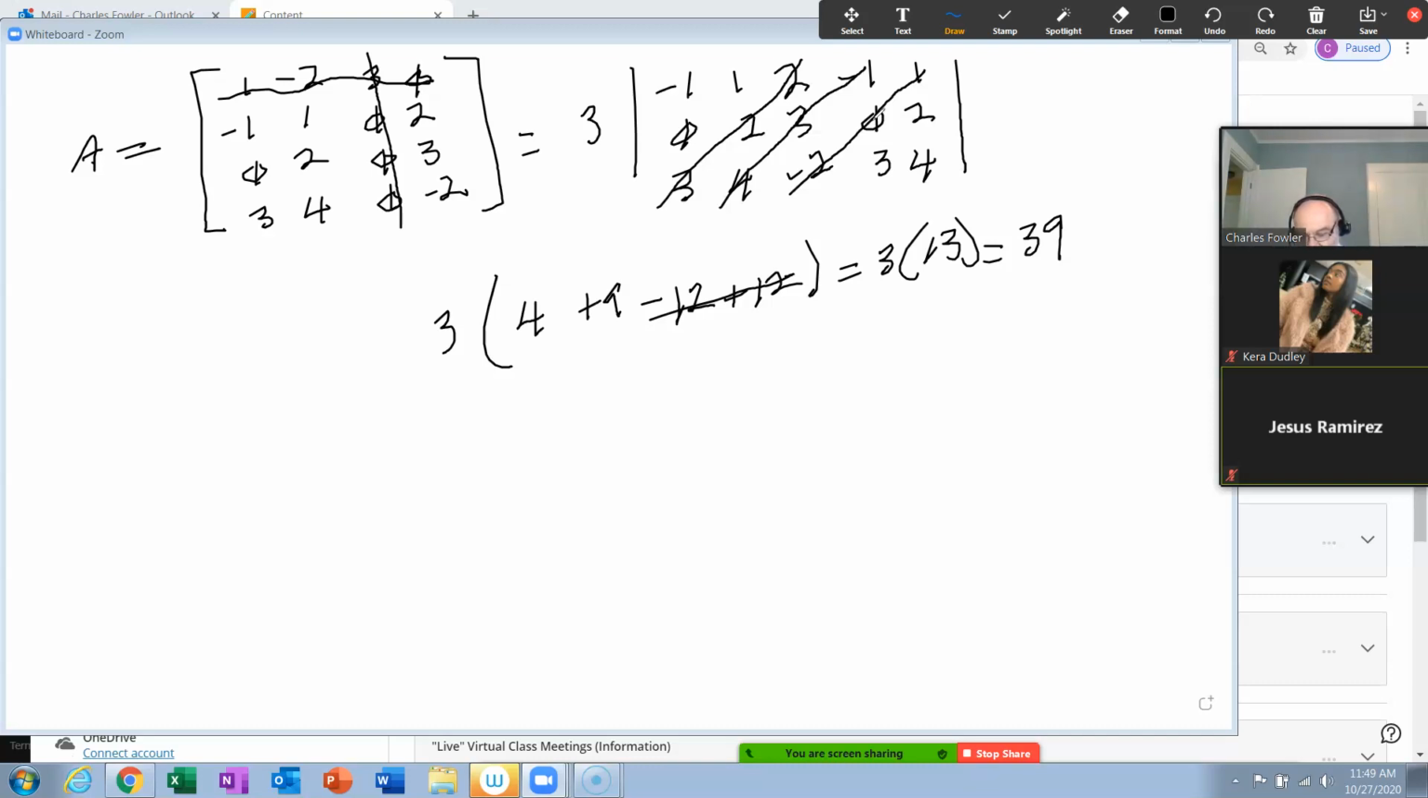Now, example 5, you can also go to larsonlinearalgebra.com to see an interactive version of this type of example. So here it says find the determinant of this matrix.